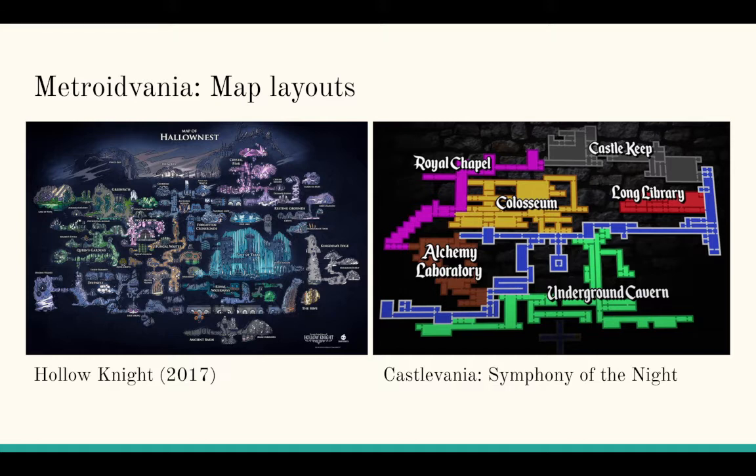It's more of an artistic interpretation of the map, but this is essentially the layout of the game, and you can kind of see the color coding. So this is the main area you start in. It's pretty big, and then everything slowly opens up as you get items and you unlock things. And on the right is the Symphony of the Night. Same basic idea as before.